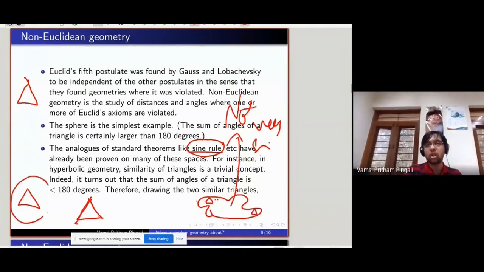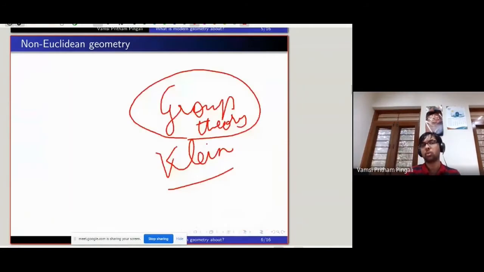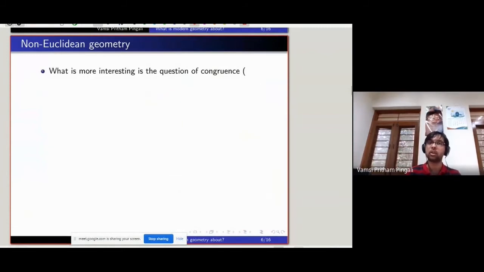Whereas Euclidean geometry, the sphere, hyperbolic geometry, they're all very symmetric, okay? So this is not a very good question to ask. Can you prove the sine rule? Well, not quite, but you shouldn't even expect that. Okay? So what is a good question to ask? A good question is the notion of congruence.